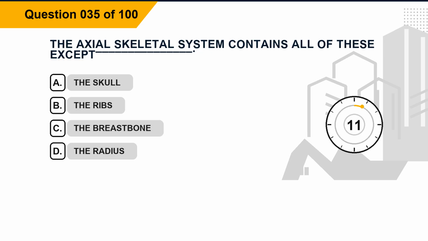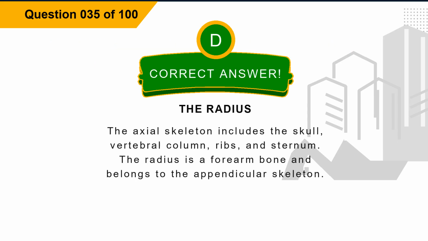Question 35. The axial skeletal system contains all of these except blank. Option A, the skull. Option B, the ribs. Option C, the breastbone. Option D, the radius. The correct answer is option D, the radius. Explanation: the axial skeleton includes the skull, vertebral column, ribs, and sternum. The radius is a forearm bone and belongs to the appendicular skeleton.